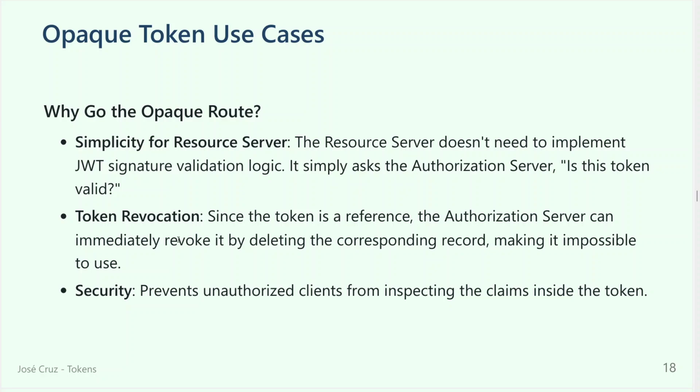Token revocation is better because since you remove the opaque token on the authorization server, there is no access again from any entity regarding that opaque token. Remember that every time you need to use the opaque token, there is a connection. If it's not there, access will of course be forbidden. Okay, so it prevents unauthorized clients from inspecting the claims inside the token because there are no claims inside the token. It's just an ID.